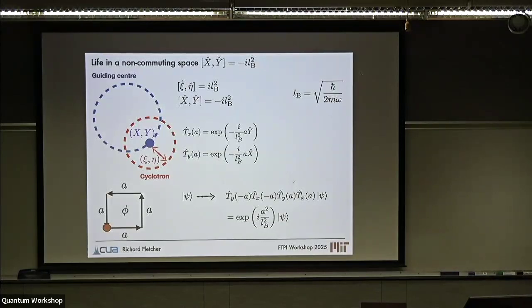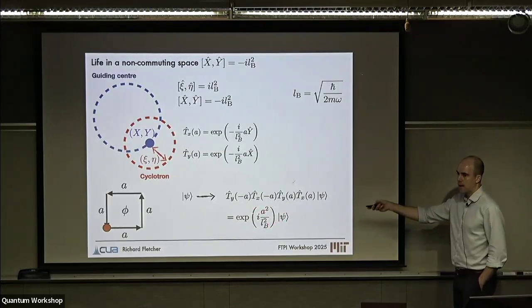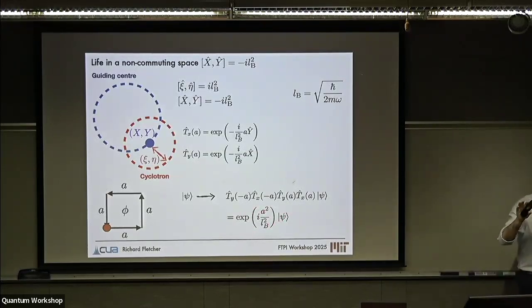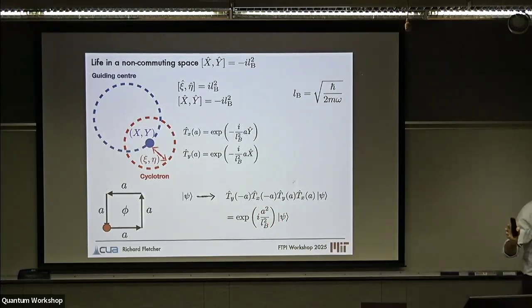And a couple of lines of operator algebra shows you that you come back with a phase proportional to the area of your loop. And so in the context of a charged particle in a B field, this is the Aharonov-Bohm phase. In the context of a massive particle in a rotating frame, it's the Sagnac phase. In both cases, this geometric phase arises because your space is non-commutative.